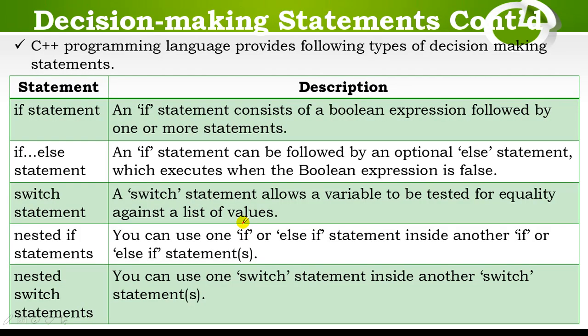So in C++, we have the following types of decision statements. We have the if statement, the if else statement, the switch statement, the nested if statement, and the nested switch statement. The if statement has only one condition to be tested, and then one or more statements to be executed. So an if statement consists of a Boolean expression followed by one or more statements. So if there is gari, buy me gari.